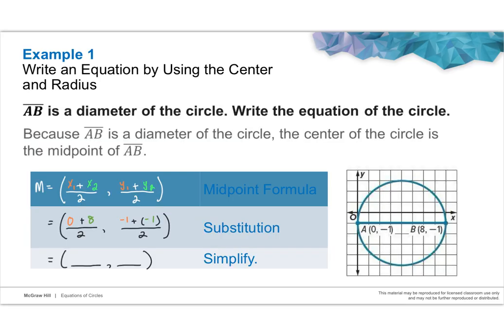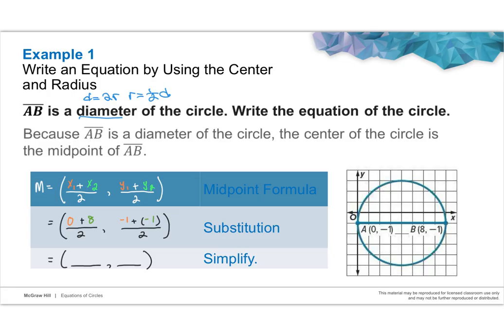In example 1, we're asked to write an equation by using the center and the radius. The information that we start with is that AB is a diameter of the circle. So remember that diameter is 2 times the radius. So if I want to solve for the radius, I need half of the diameter's length, or I need to find the middle of that diameter segment. And so we can use our midpoint formula to calculate that.